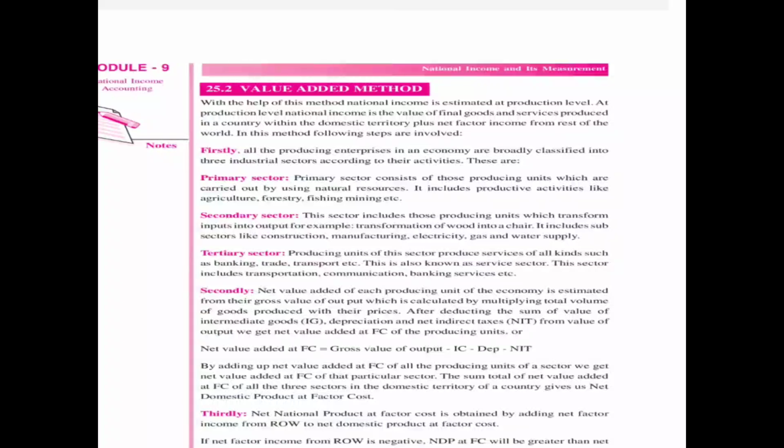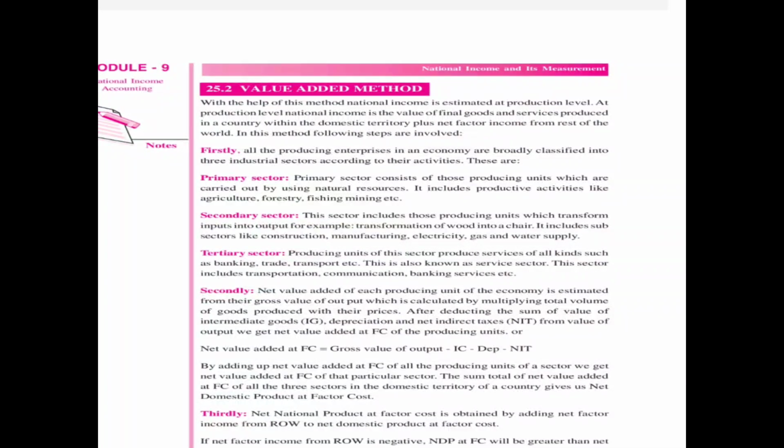And the secondary sector includes the producing units that transform inputs into outputs. This includes construction, manufacturing, and gas and water supply. The tertiary sector includes transportation, banking, trade and communication services, etc.